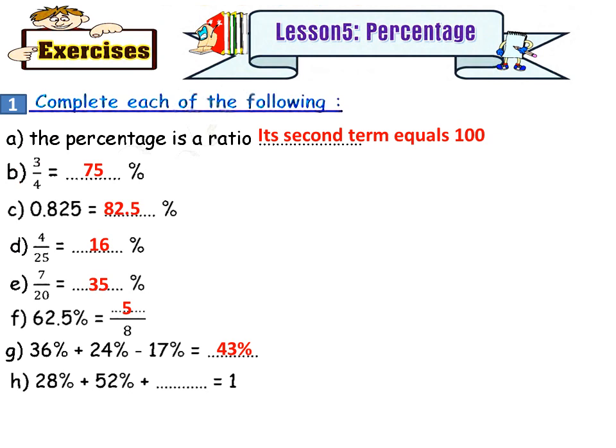Letter H, 28% plus 52% plus a number in percentage. These three numbers added together equal 1, okay? As we know, 1 as a whole in percentage equals 100%. So 28 plus 52 gives me 80%, okay? 28% plus 52% equals 80%. 80% plus what to get 100%? Plus 20%. So in the blank we will put 20%, okay?